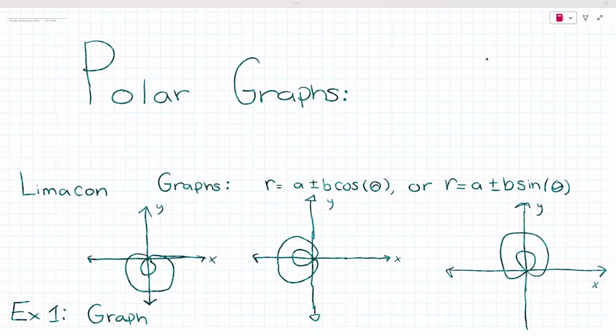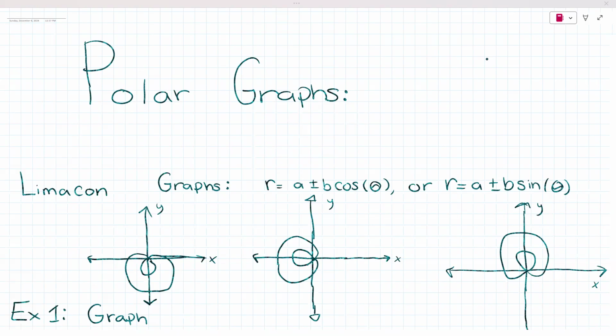Hello, in this video we will learn how to graph the five basic polar graphs such as the limacon, rose curves, circles, and spirals. Also, we will learn two different methods for graphing each polar equation, such as transformation and the table of values.